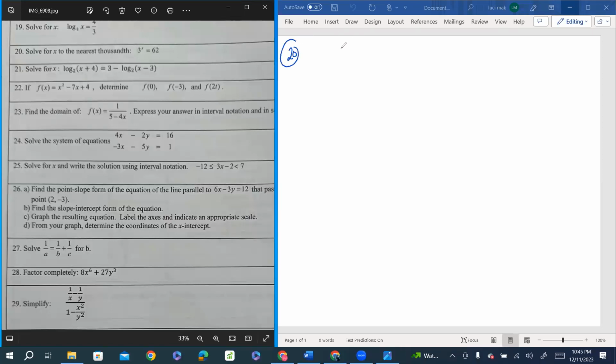So we want to solve for x to the nearest thousandth. So we have 3 to the power of x is equal to 62. We could write this in logarithmic form, right? We could take log of both sides or we can write it in log form. So we know b to the power of x is equal to y means log base b of y equals x. So here this in log form is log base 3 of 62 equals x.